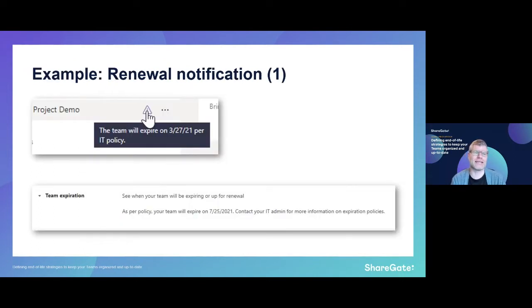So this is what it looks like. Next to the name of the team, you see here a team called Project Demo. You see a little exclamation point. And if I go over it, you'll actually see when the team is about to expire. Within the settings of the team, you'll see additional team expiration, where you can see, as per policy, your team will expire on the 25th. Contact your IT admin for more information on expiration policy.